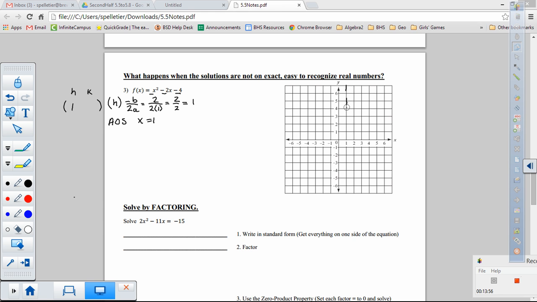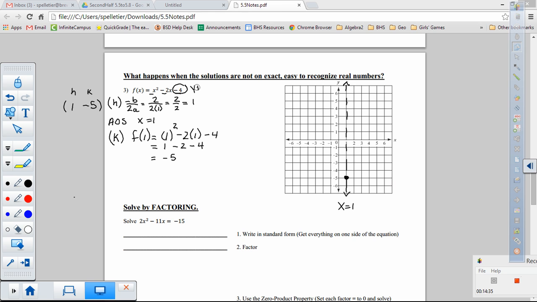So here's my axis of symmetry, 1. Okay. And I'm going to find k by plugging in f of 1. So 1 squared minus 2 times 1 minus 4. So 1 minus 2 minus 4, or I'm going to end up with -5. So my vertex is at -5. 1, -5. So here we go. There's my vertex.